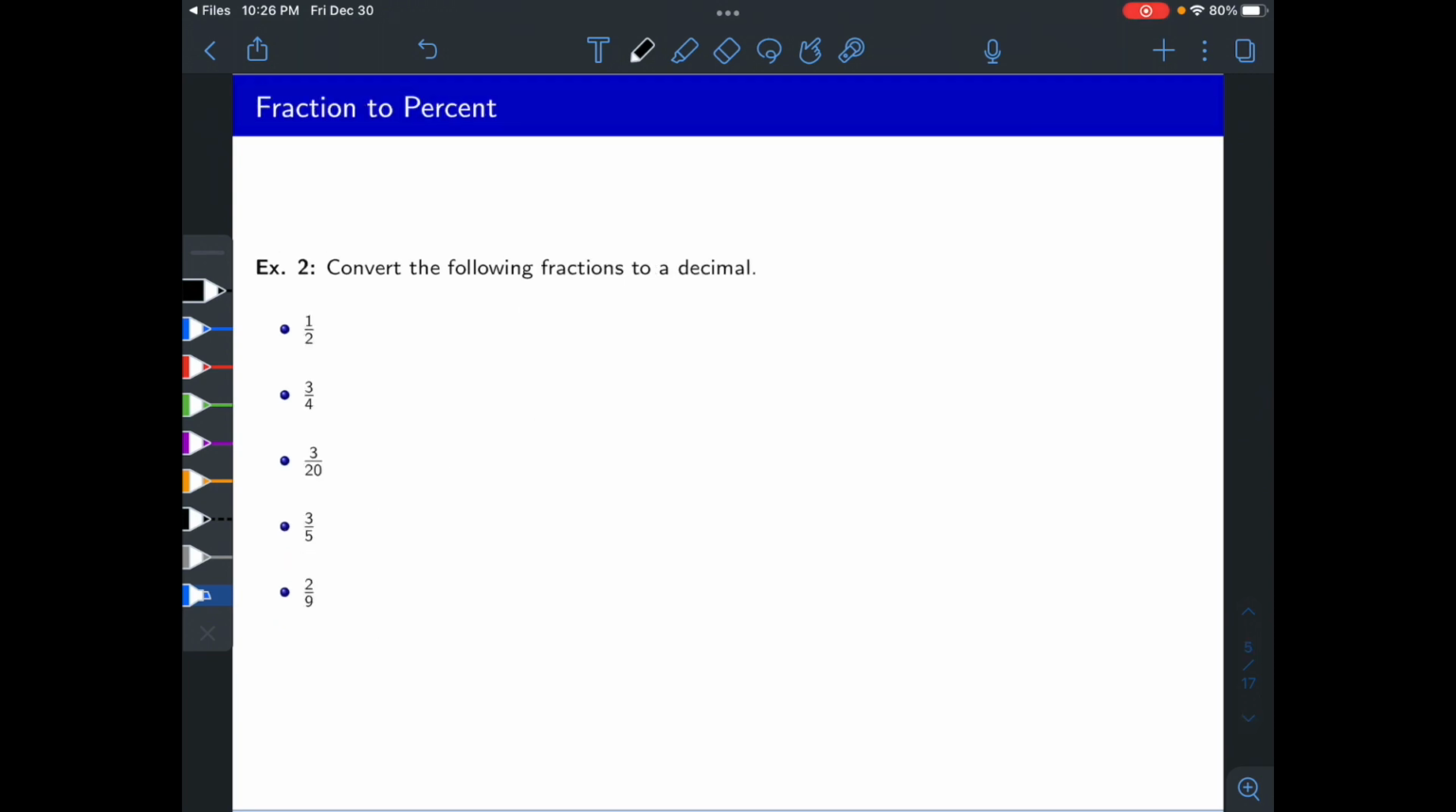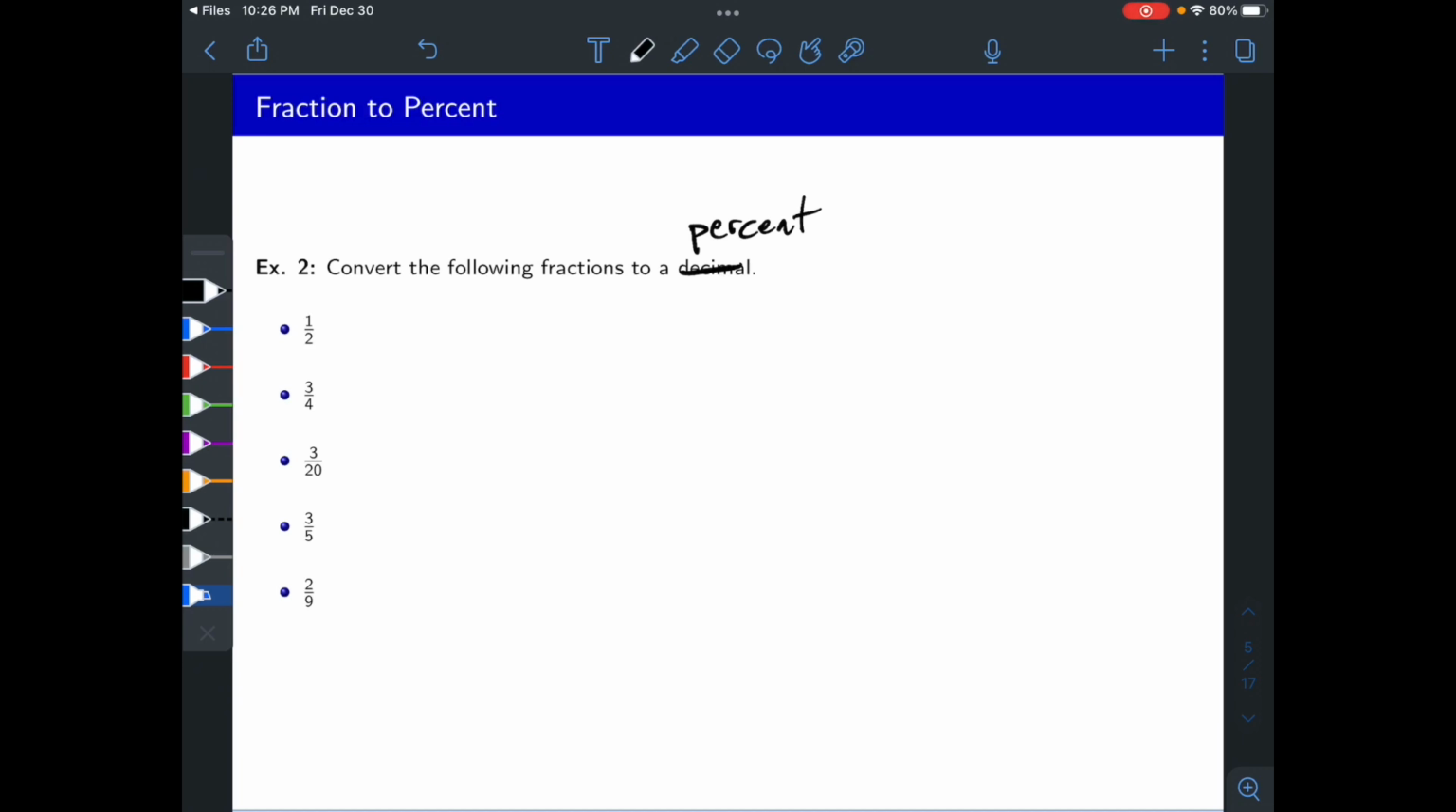Let's go backwards. Convert the following fractions to a decimal, but I meant to say percent here. Whatever, we'll just roll with it. Okay, 1/2. Let's convert this to a percent. Converting fractions to percents is a little bit harder in my opinion.